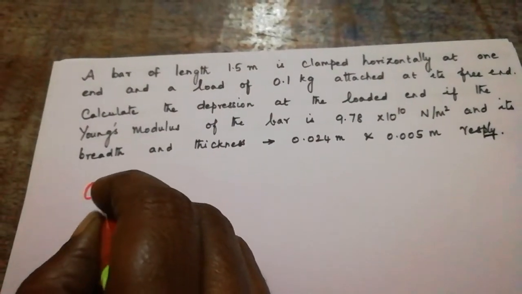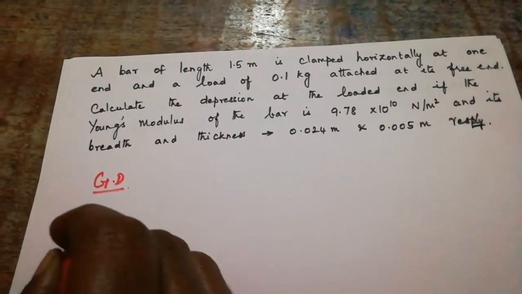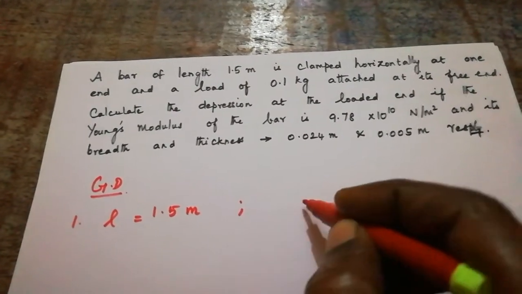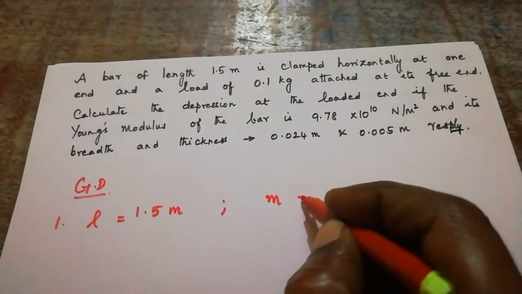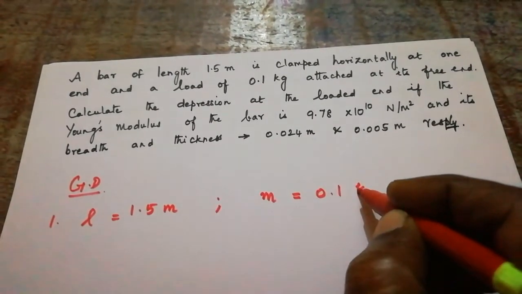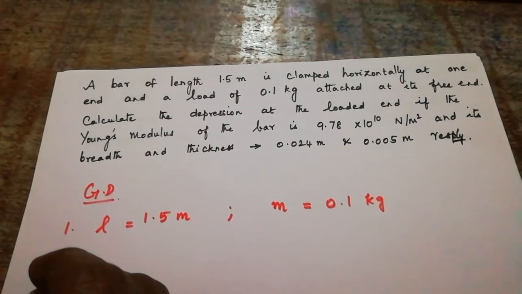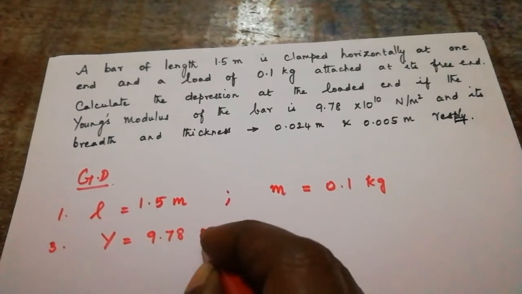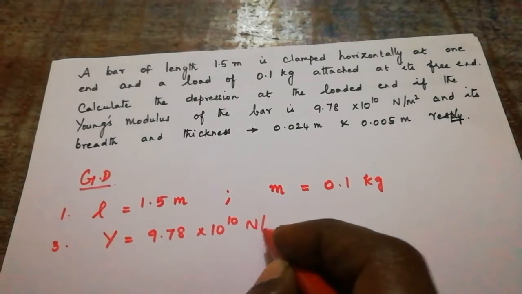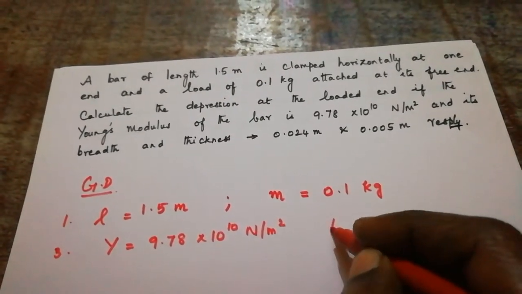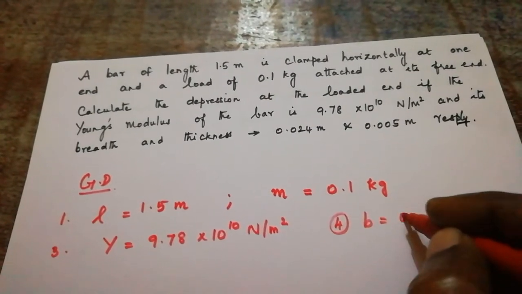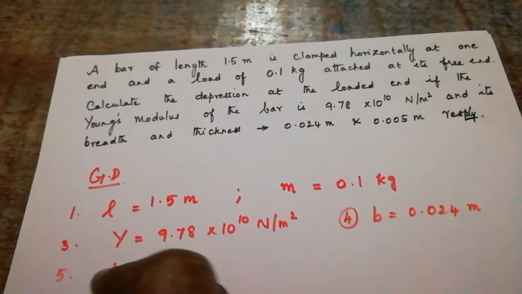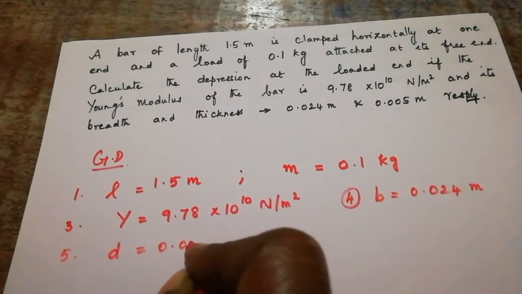So the given data: the length is 1.5 meter, the load mass is 0.1 kg, Young's modulus is 9.78 × 10^10 Newton per meter square, the breadth is 0.024 meter, and the thickness is 0.005 meter.